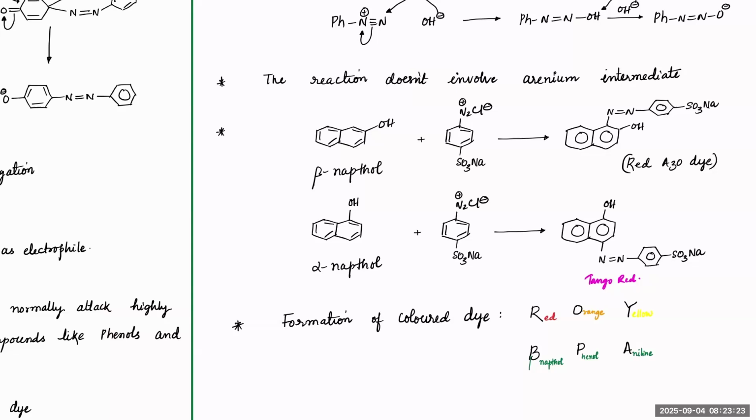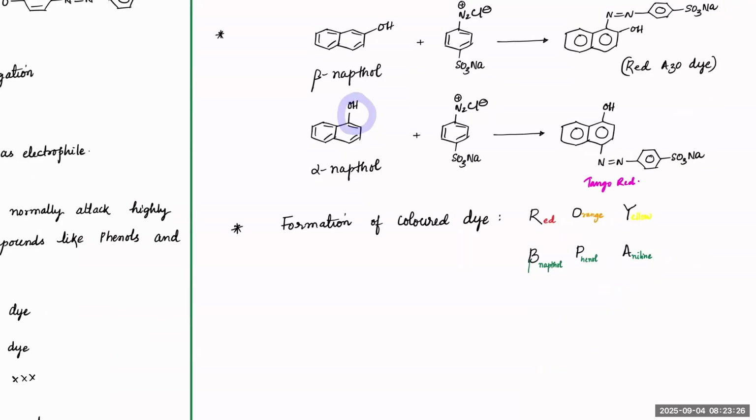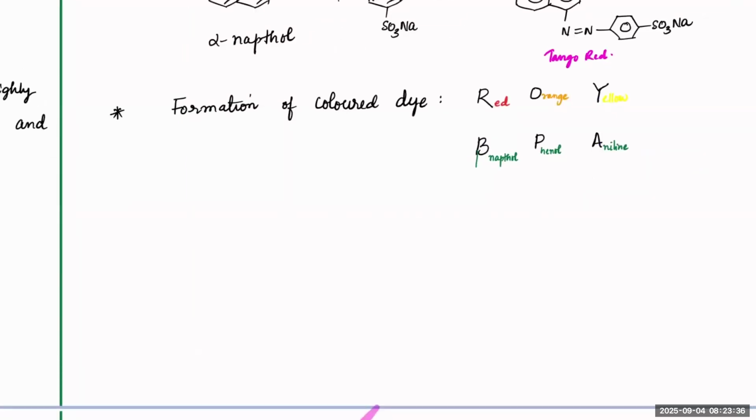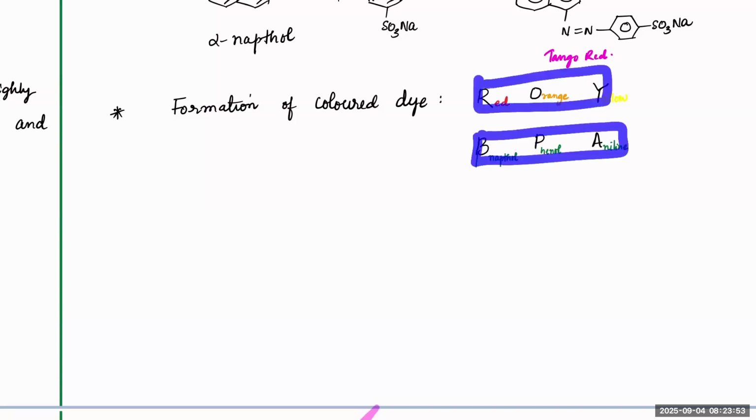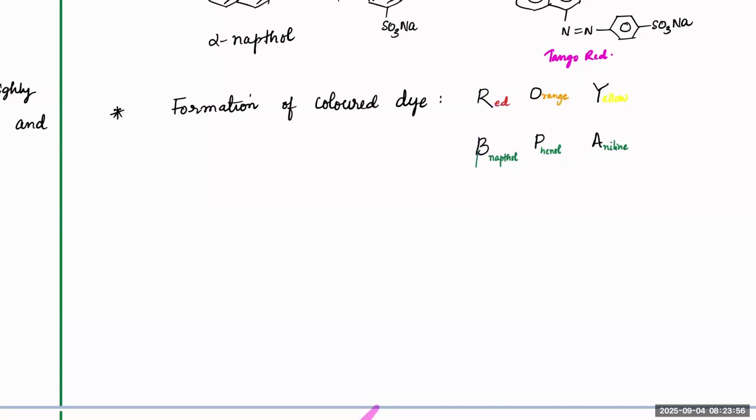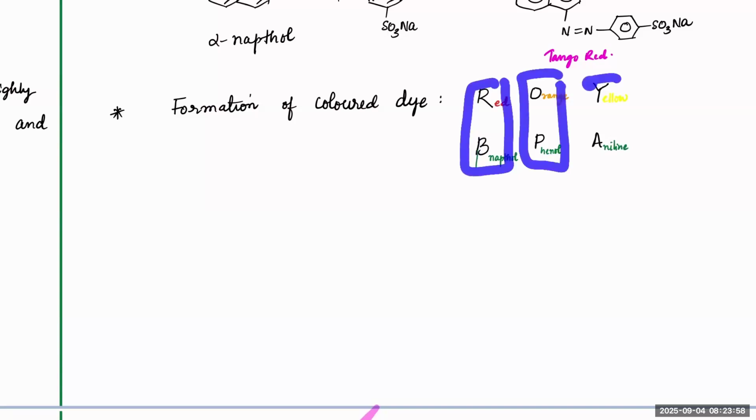If it is alpha naphthol, then this time it will go at para position, and that will be tango red color. So generally, these are the colors which you need to remember. If you have a beta naphthol, phenol, or aniline, these are the ones which possibly give azo dye. And the color for them is red, orange, and yellow. So remember it, BPA Roy. So these two, and these two are the color combinations.